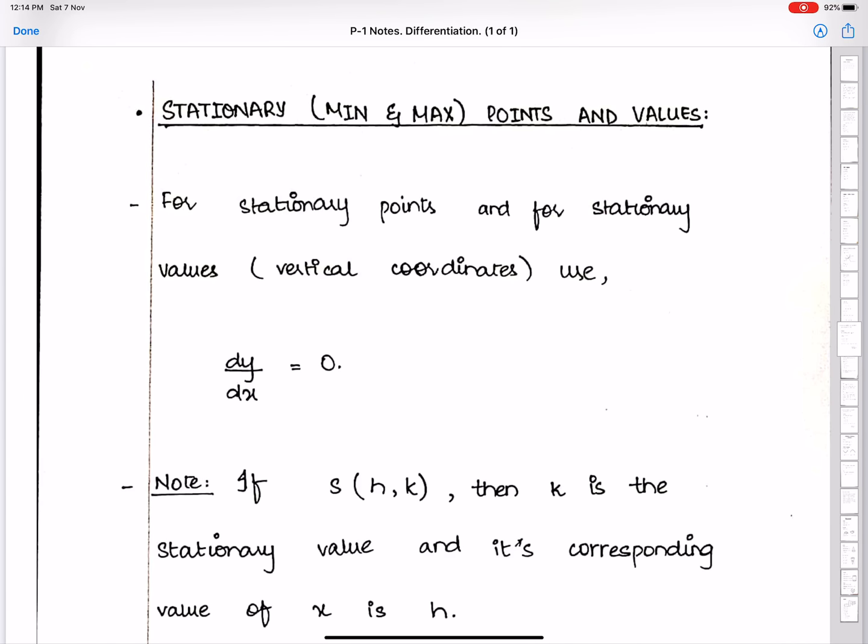Stationary minimum and maximum points. Stationary means minimum and maximum points and values. Stationary points and stationary values. This is the topic. So for stationary points and for stationary values, values means vertical coordinates, use dy upon dx equal to 0. If you need a stationary point or if you need a stationary value, you need to equate the gradient, the first derivative or gradient of tangent, to 0. In this way, you can easily get the stationary point and stationary value.